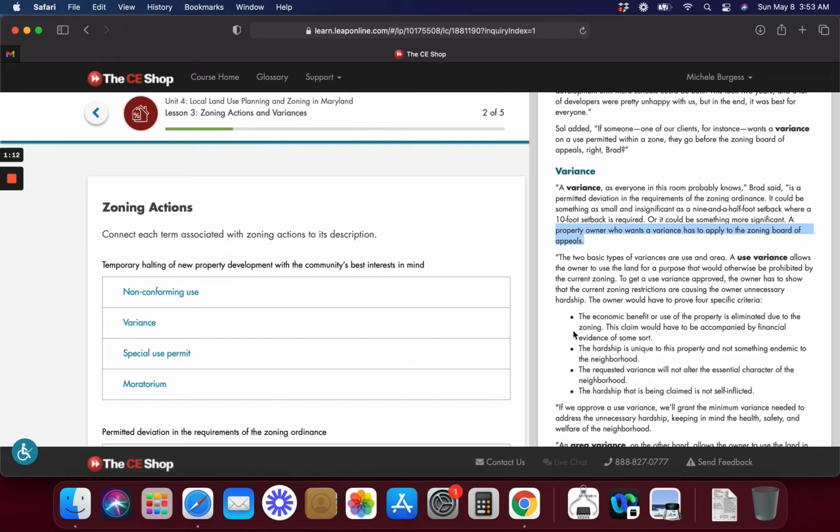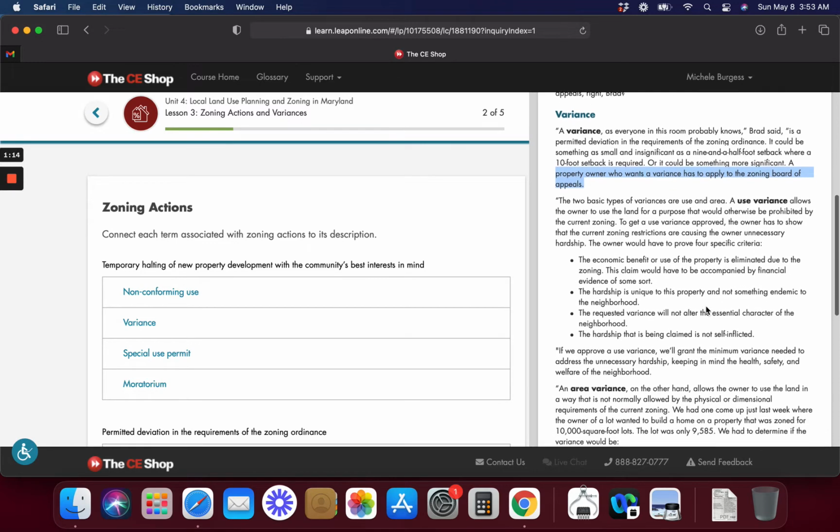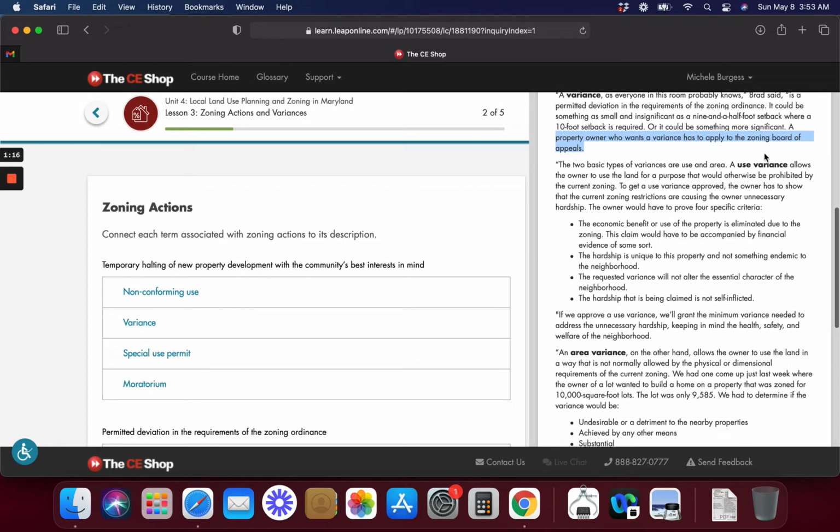So this is good to know. If you ever have this issue in your neighborhood, you need to go to the zoning board of appeals. So if you have a client that has an issue with something, that's what you could tell them. That's why it's kind of good to know these things, because if you get a buyer or seller, when you become a real estate agent, and they have these types of questions, you know how to answer them.